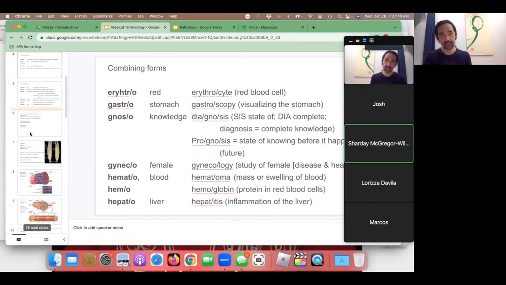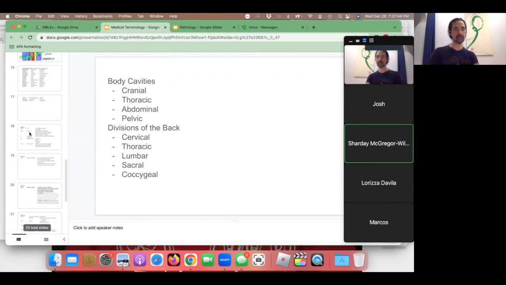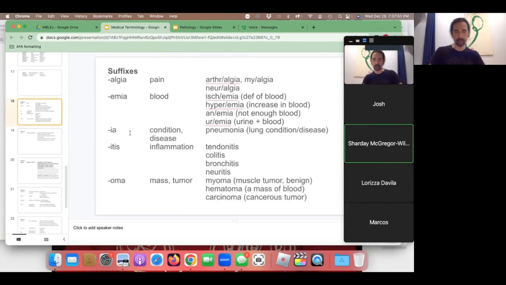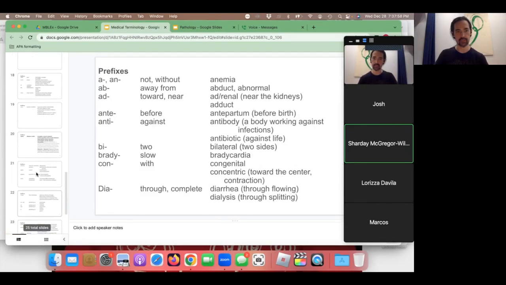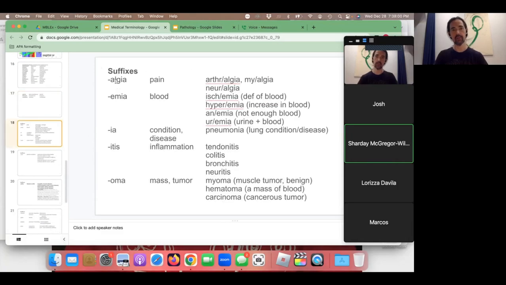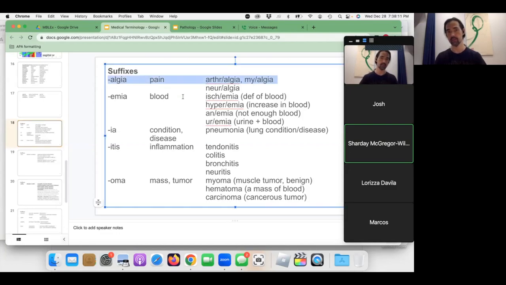Okay. Suffix, suffix, suffix. How many suffixes do we have? Like six or seven slides or something. Okay. So I tried to pick out the ones that I thought were most relevant to you. Some are really relevant clinically, and you're definitely going to see these at some point on the exam because they're just unavoidable, like myalgia or arthralgia. So algia is a really important one to remember.